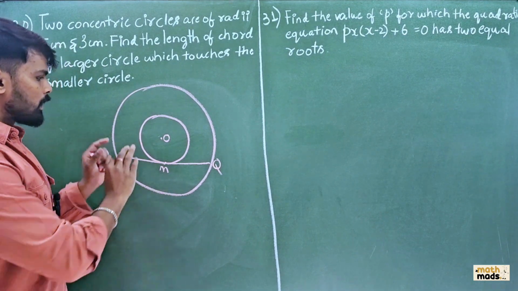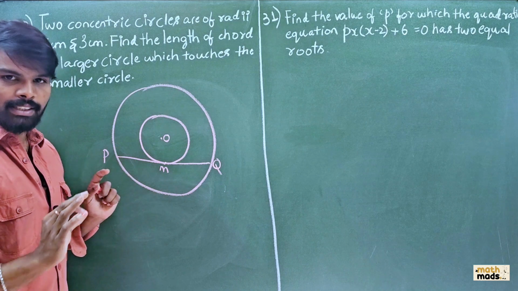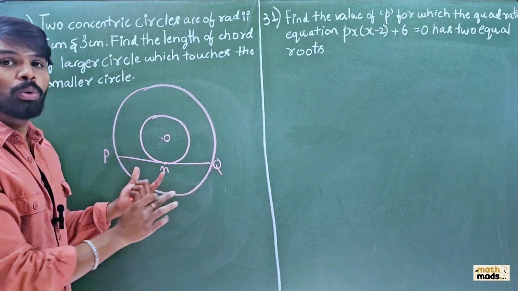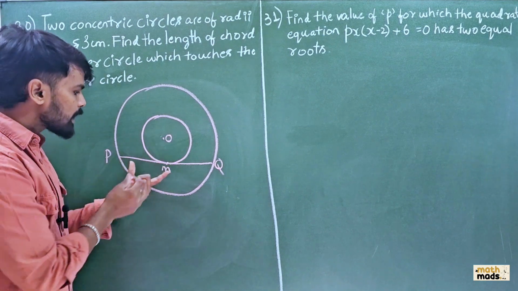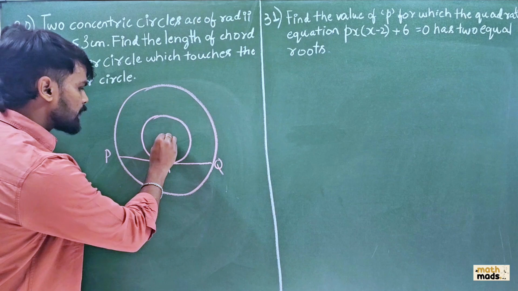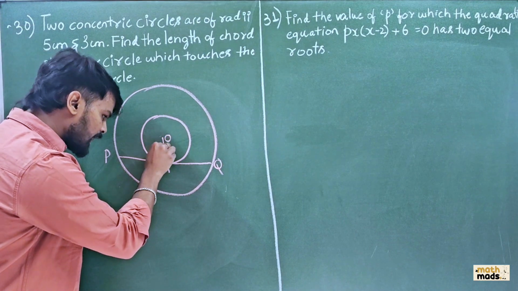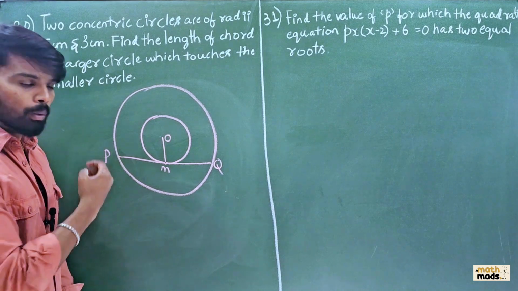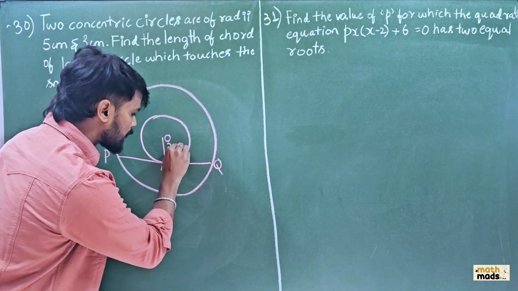Now, forget that the larger circle exists. Just take into account the smaller circle and this line. How is it looking? It is looking like a tangent to this small circle. Right. Now, if I draw a radius like this, OM is my radius. The radius is already given. It is 3 centimeter.